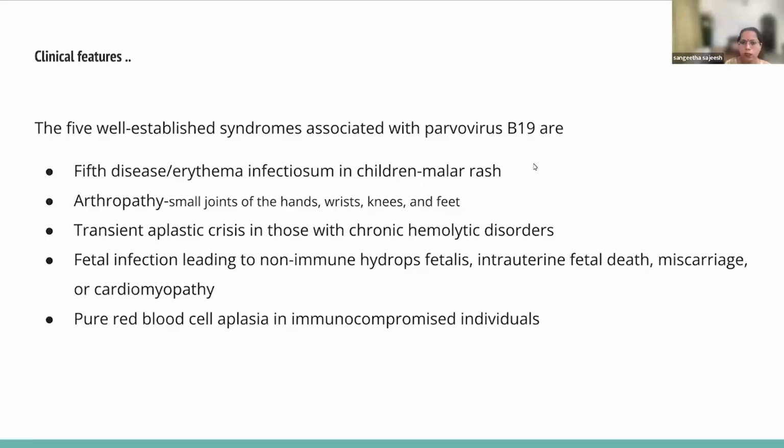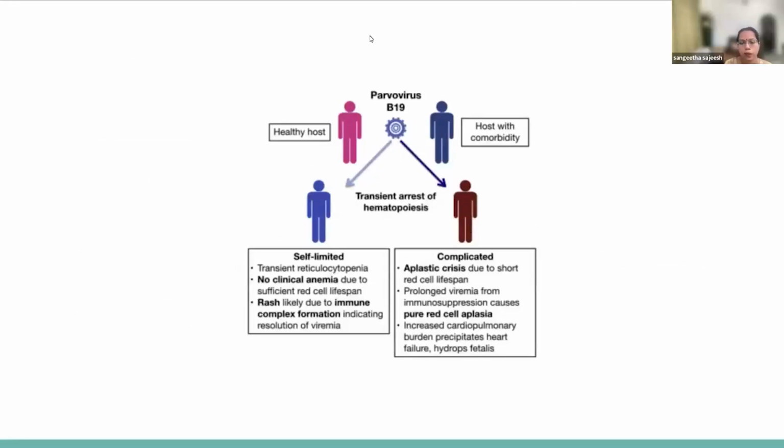So as I said before, a normal immunocompetent person may not even remember having a Parvovirus B19 infection, or can have a transient aplastic episode, which could go unnoticed. But those with chronic hemolytic disorders and those who are immunocompromised are the two important sets of people who can get severely affected by the parvovirus infection. So it all depends upon the host characteristics, whether it is a healthy host or a host with comorbidity.